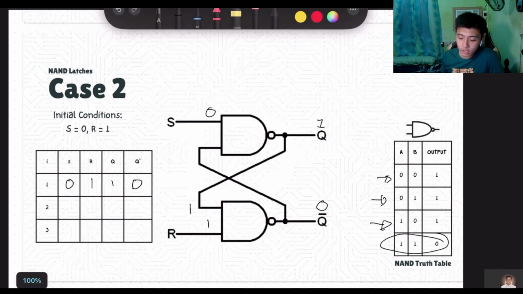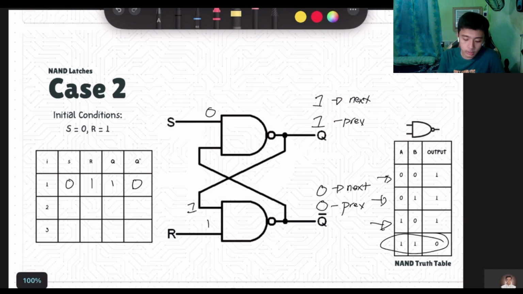Now in the second iteration, our inputs are still 0 and 1. Since the value of S is still 0, the output will be 1, and the same goes for the output of R, for reset. Therefore, we can say that when S equals 0 and R equals 1, Q will be 1 and Q not will be 0.